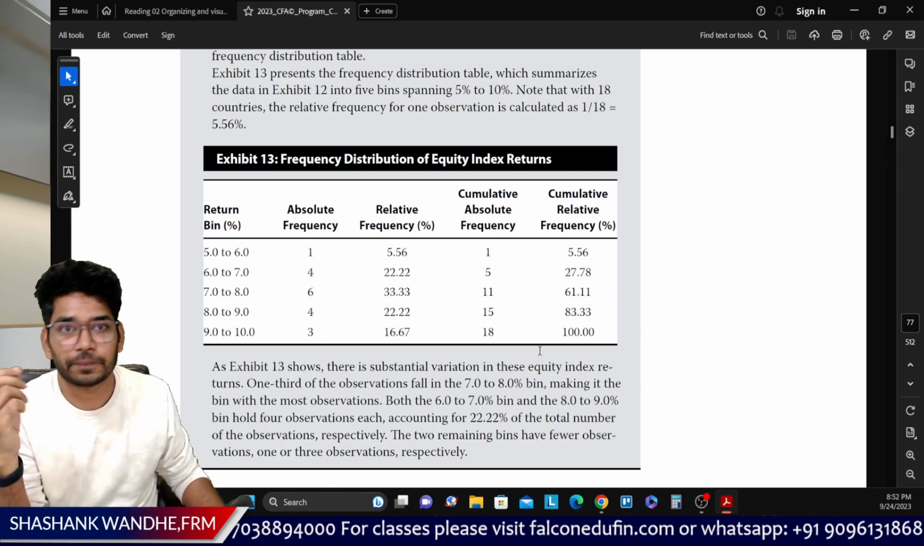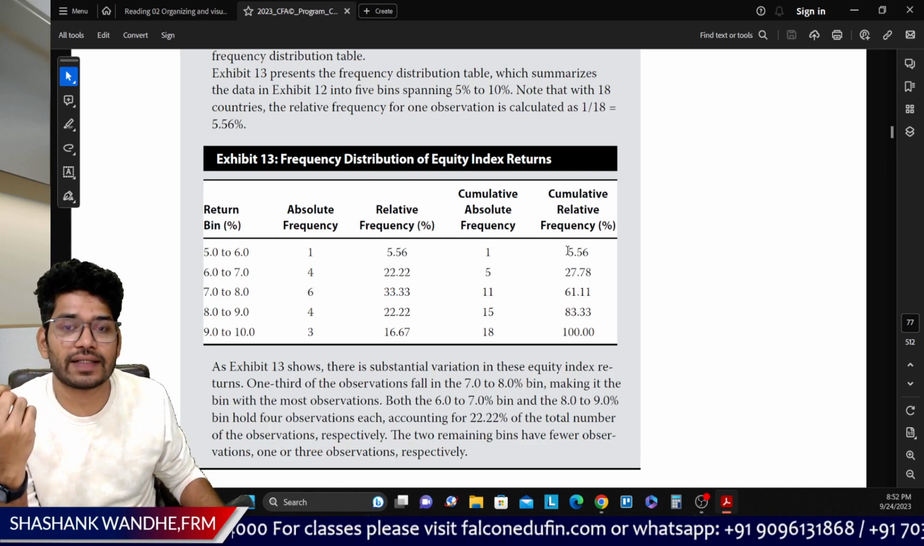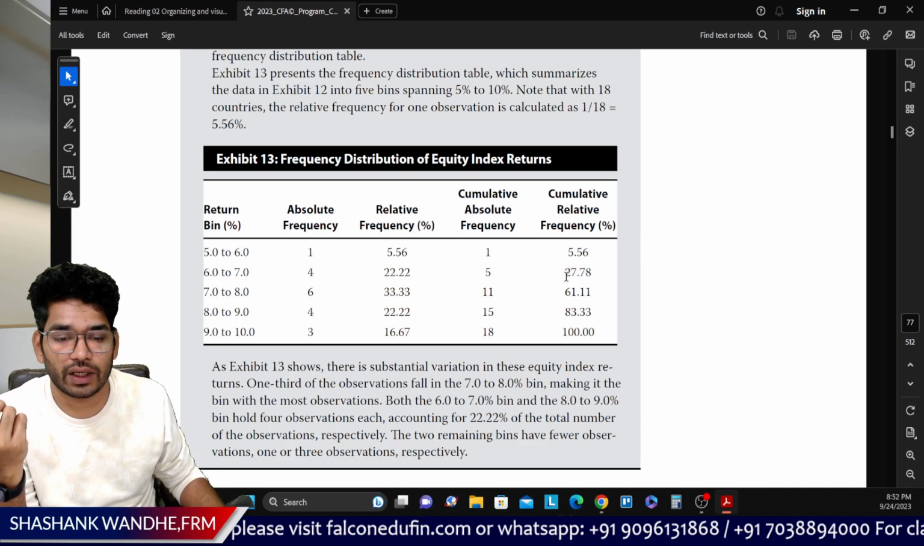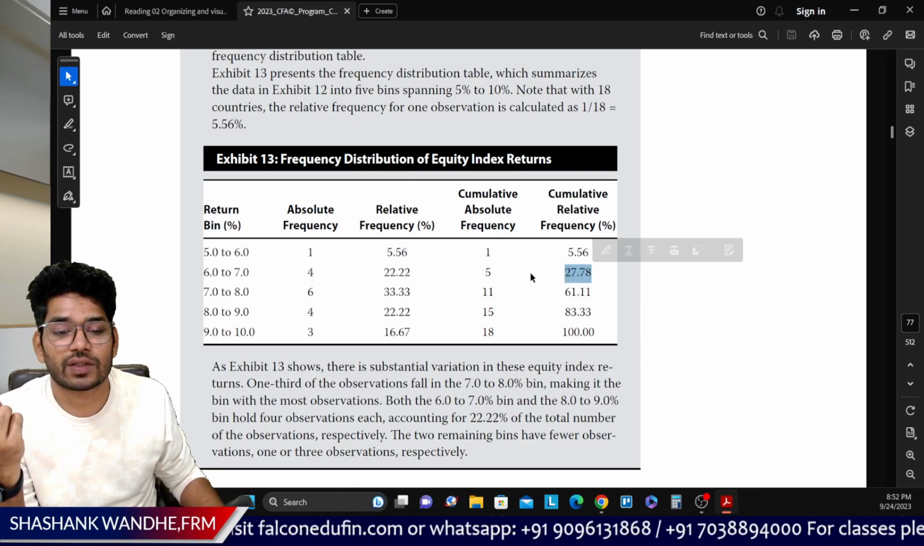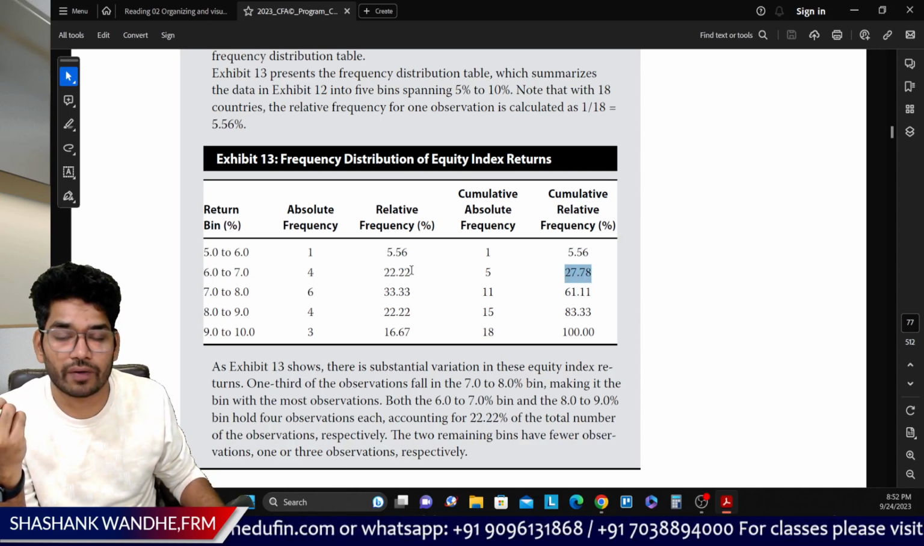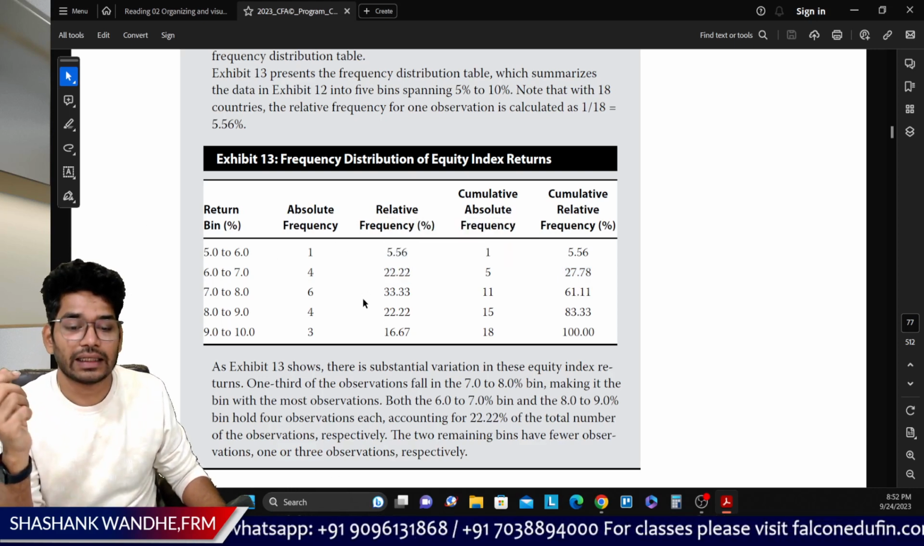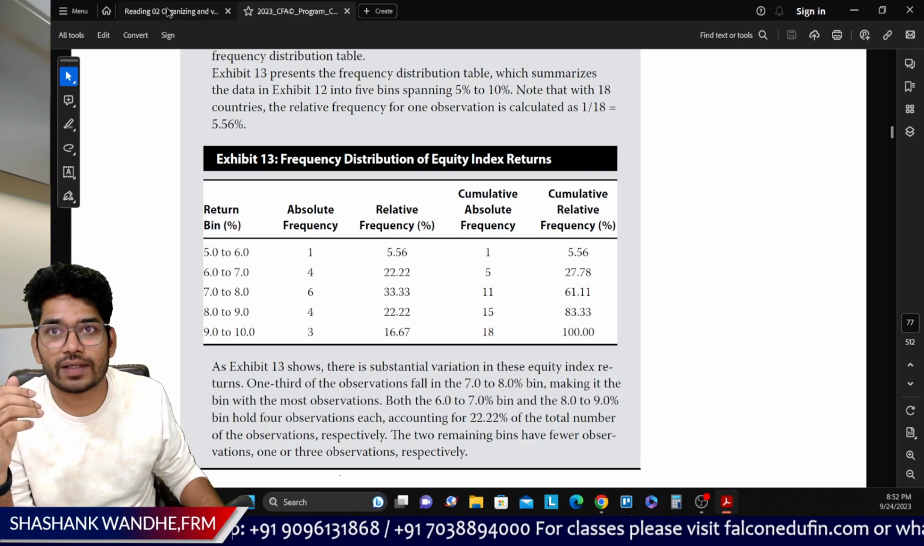Then cumulative relative frequency, the same principle is applicable here. You will simply add the previous values. If you consider the second bin, this is 27.78%. How are we getting this answer? It is 22.22 plus 5.56%. And this is all about the frequency distribution.